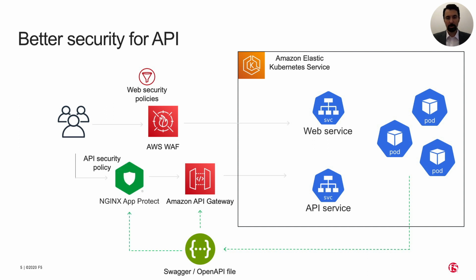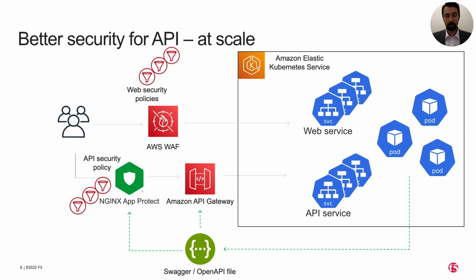A better solution would be to place NGINX App Protect in front of the API gateway. And this is because NGINX App Protect has the ability to ingest Swagger or OpenAPI file, therefore building the API security, the API positive security policy.